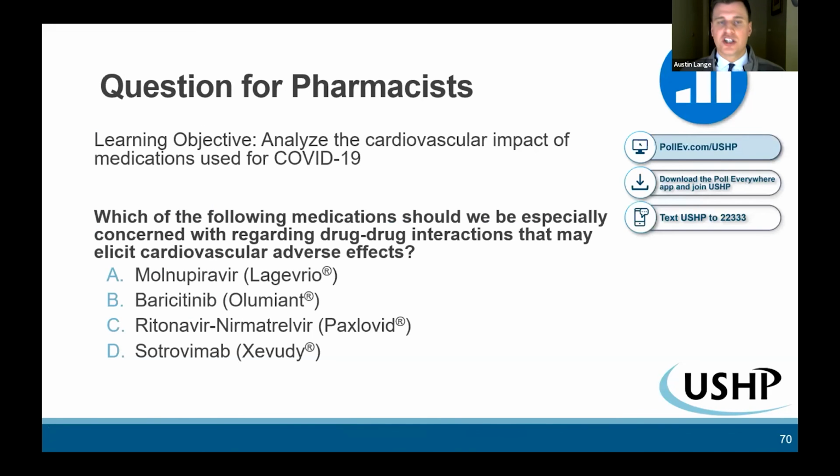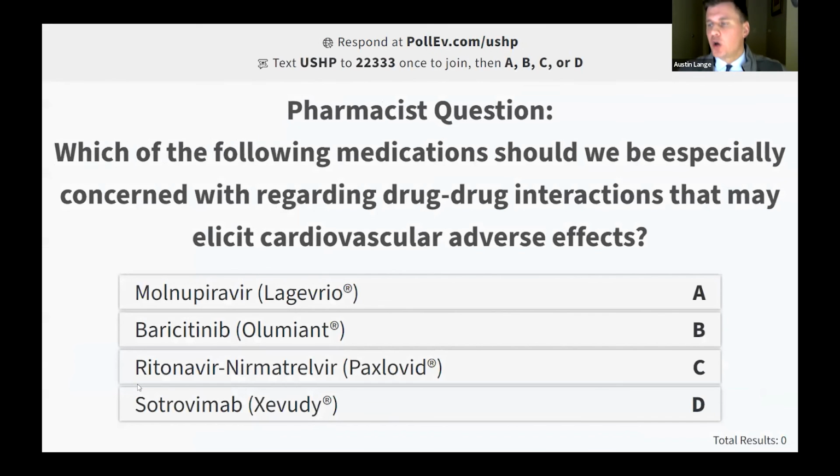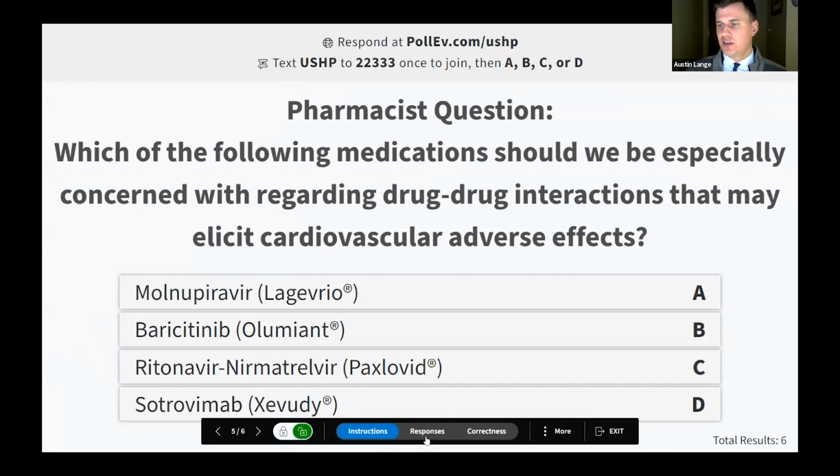We have our final question. For pharmacists, which of the following medications should we be especially concerned with regarding drug-drug interactions that may elicit cardiovascular adverse effects? Molnupiravir or Lagevrio, baricitinib or Olumiant, ritonavir, nirmatrelvir, Paxlovid, or sotrovimab, Xevudy. Give you a few seconds to respond here. I know I'm close to my time.